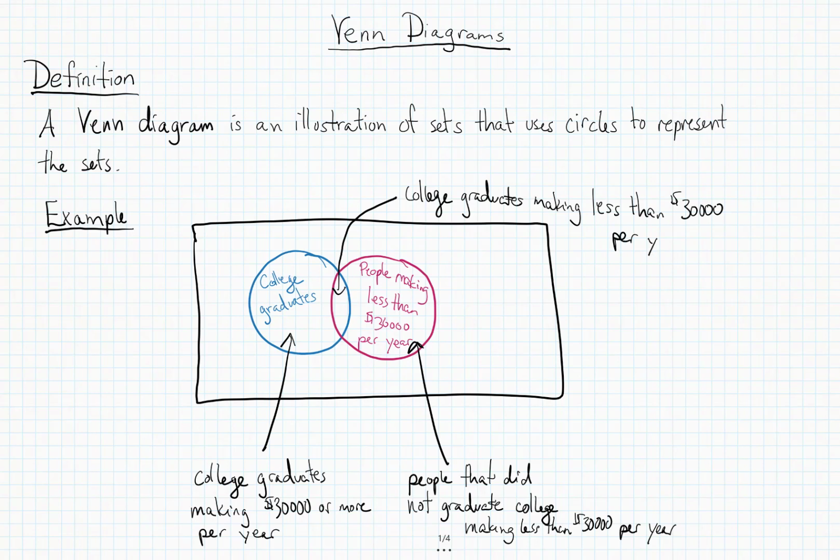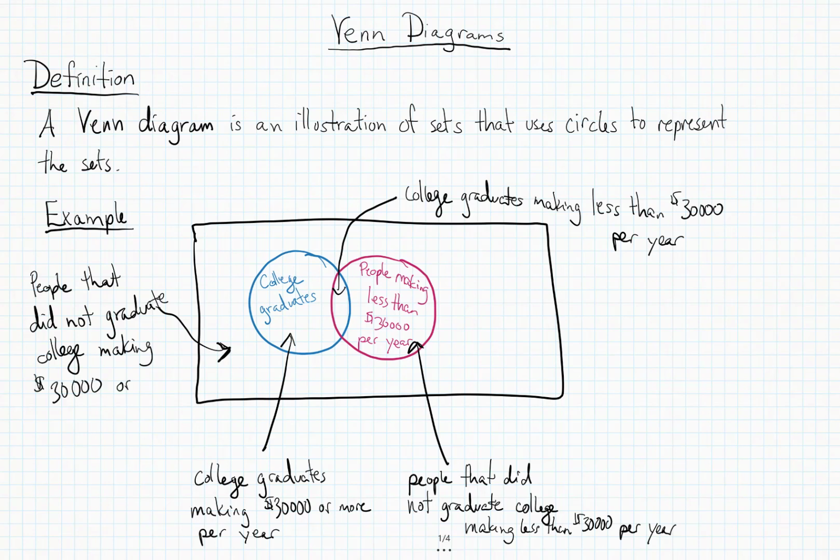And then last but certainly not least, when we look outside of both the red and blue circles, that means we're basically negating both of those situations. So that means they're not college graduates, so people that did not graduate from college, and they're making more than or exactly $30,000 per year. So $30,000 or more per year.